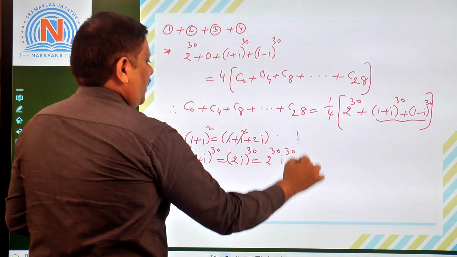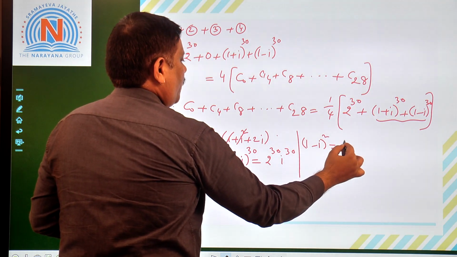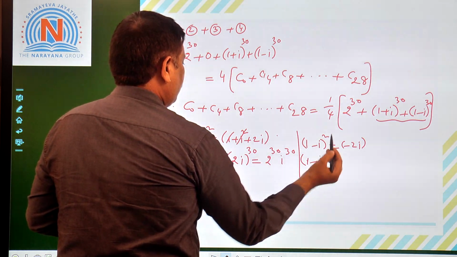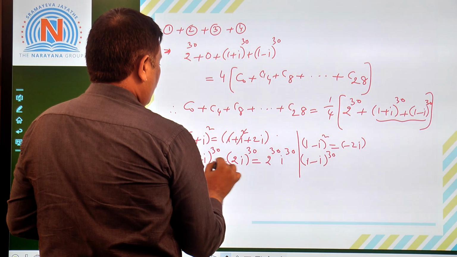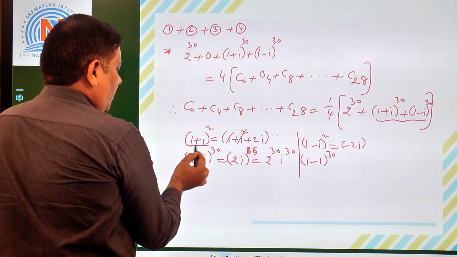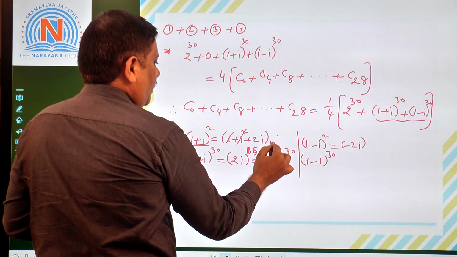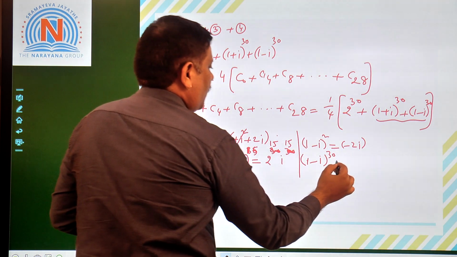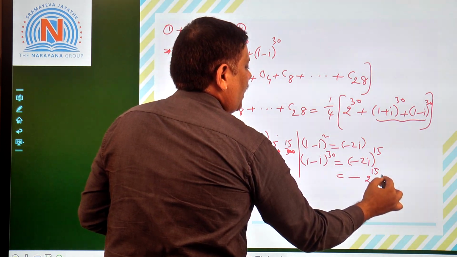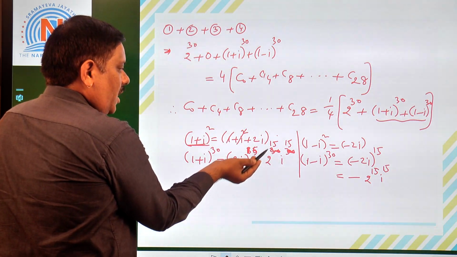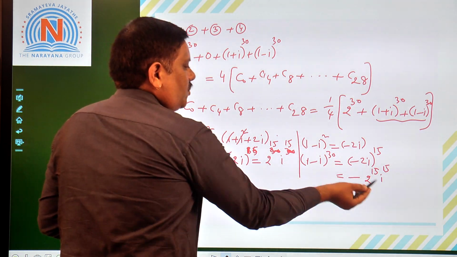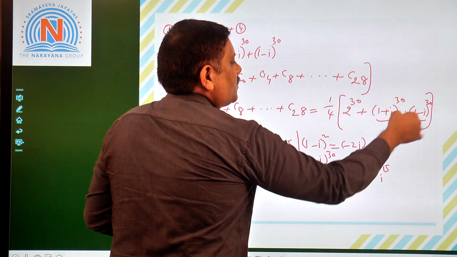Similarly, if you take (1 minus i) whole square, that is going to be minus 2i. Then (1 minus i) whole power 30 will be (minus 2i) whole power 15. Anyway, this is only 15, not 30, because we are already doing the whole square, so this will be 15, and this is also 15. So that is minus 2 power 15 i power 15. So here we have plus 2 power 15 i power 15, and here minus 2 power 15 i power 15. Both are equal in magnitude but opposite in sign, so the sum of these two becomes 0.